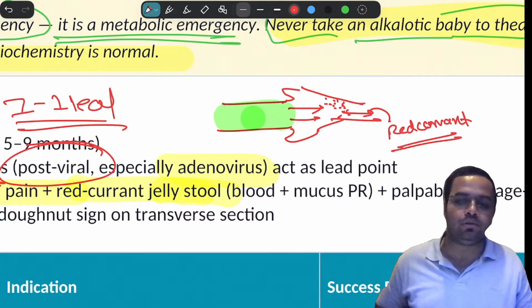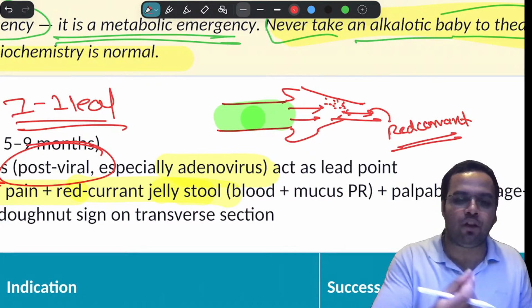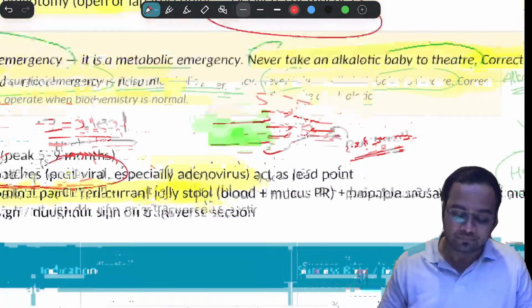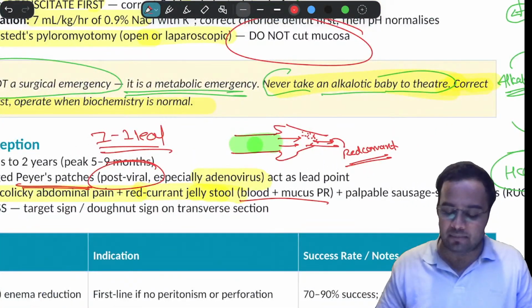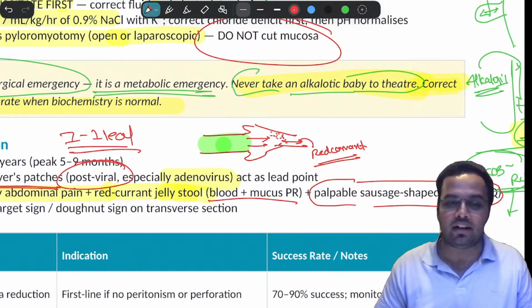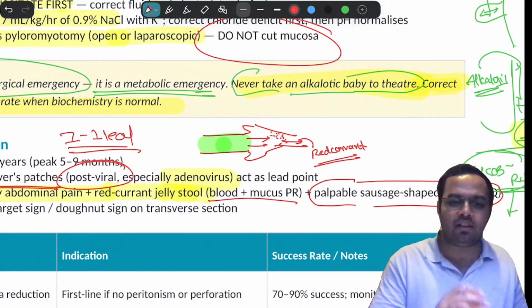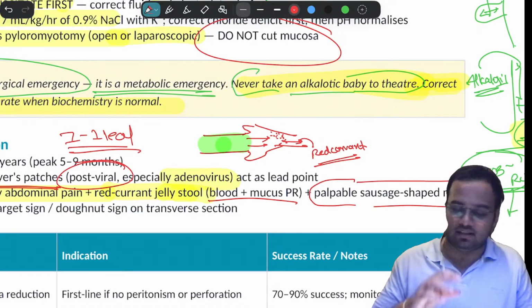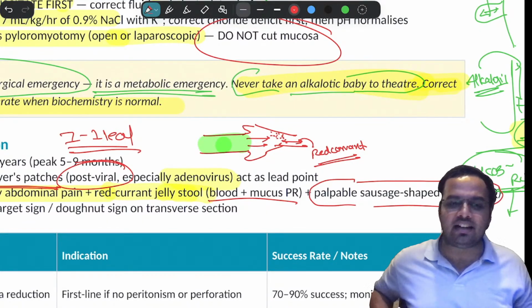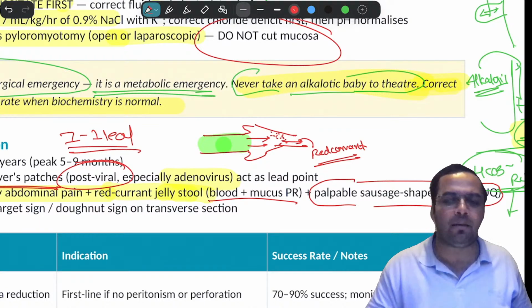Red currant jelly stool. So it is like a red sauce. Typically, if you have seen those very thick pickles, it looks like that. So there is mucus and PR bleed, and a palpated sausage shaped mass in the right upper quadrant. Why in the right upper quadrant? Because in case of ileoileal or IC intussusception, the bowel is pulled up into the right upper quadrant, and that is the reason you can feel the mass in the right upper quadrant.